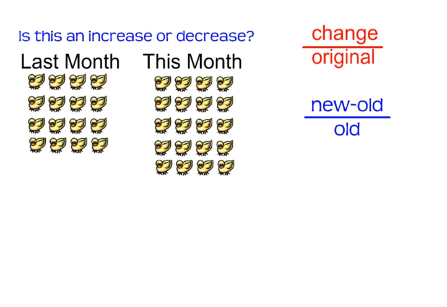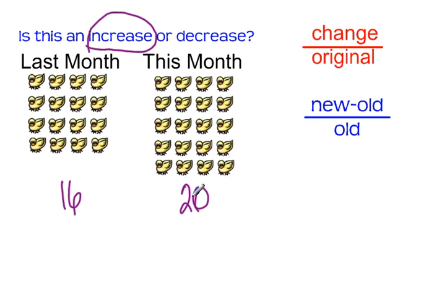So these are the ducks in the pond near my house, and you can see that last month I had 1, 2, 3, 4, 1, 2, 3, 4. I had 16 ducks last month. And this month I have 1, 2, 3, 4, 1, 2, 3, 4, 5. This month I have 20 ducks. So my first question, is this an increase or a decrease to go from 16 to 20? That's an increase.